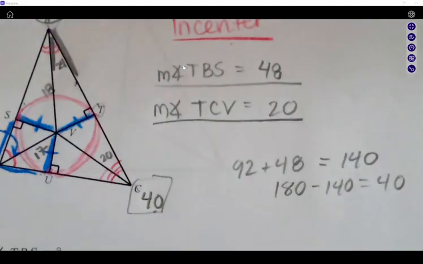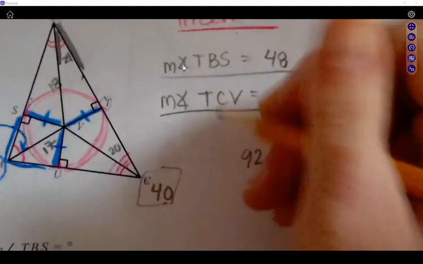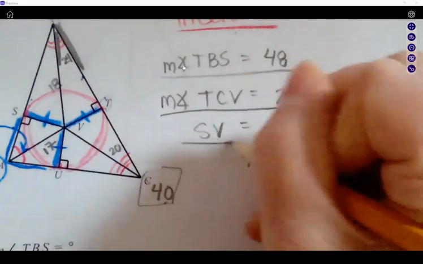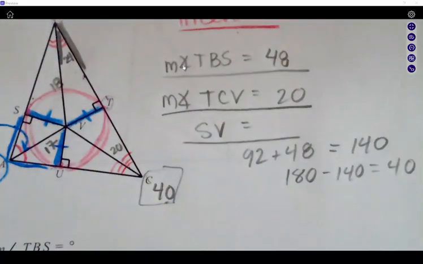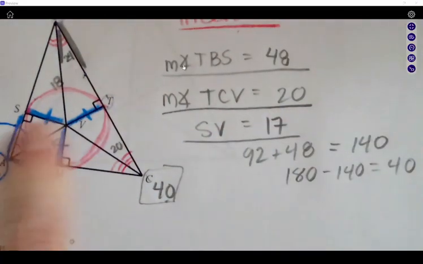You will have to do this on your SMART goal. You will have to do this on your unit exam. Okay, SV. What's the measure of SV? 17. You would have to know that congruency relationship to do that.